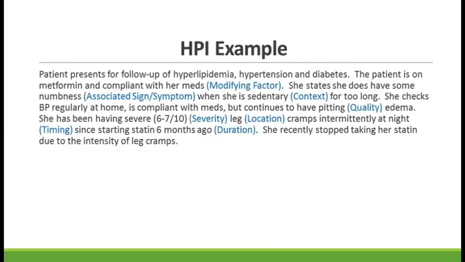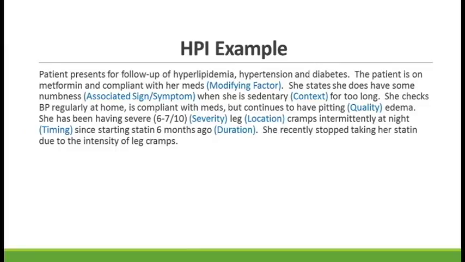Generally, providers document the HPI in paragraph form. In this example, we see the chief complaint documented as well, with the statement that the patient is coming in for follow-up of their hyperlipidemia, hypertension, and diabetes. The patient is on metformin and compliant with her medication. She states she has some numbness when she is sedentary for too long.